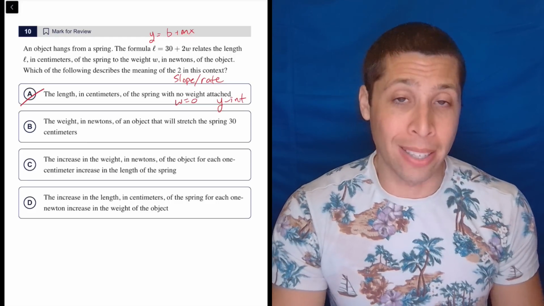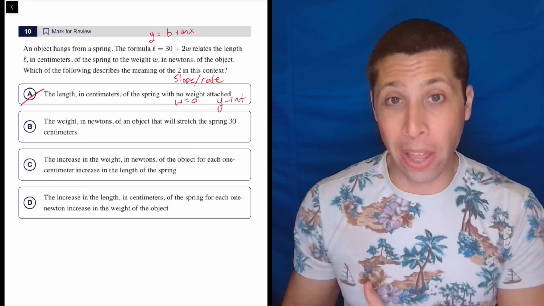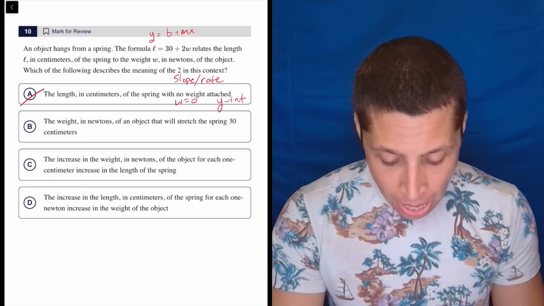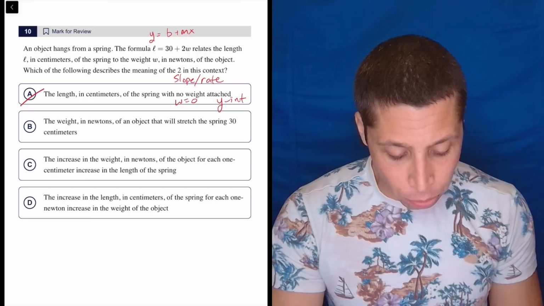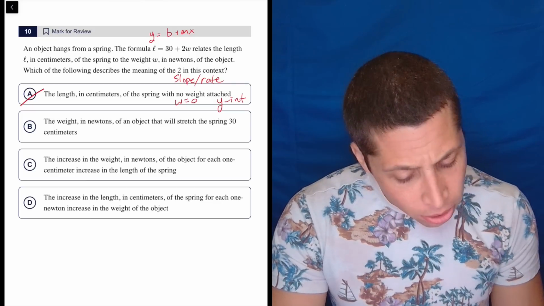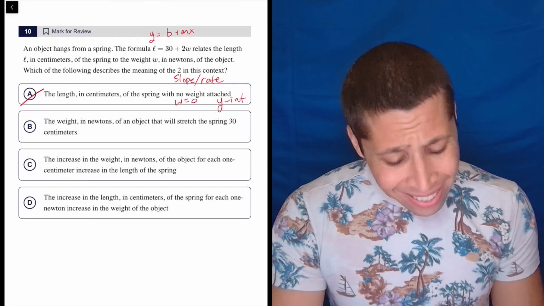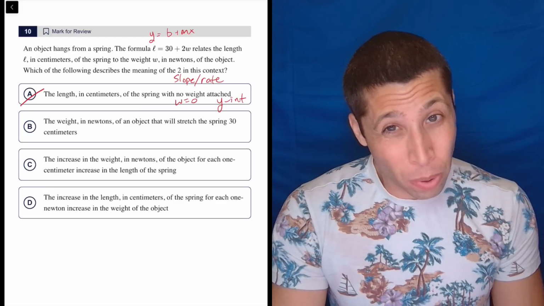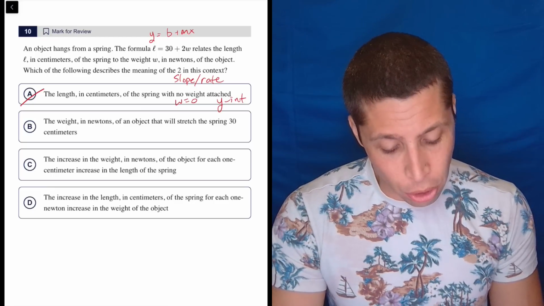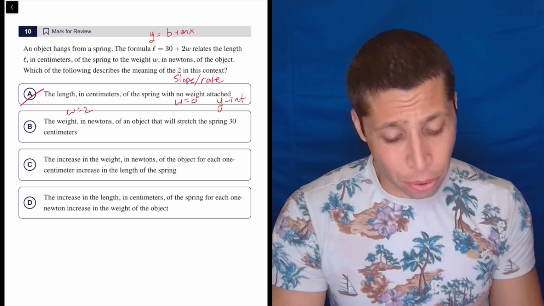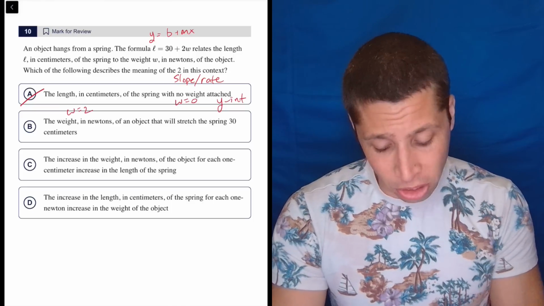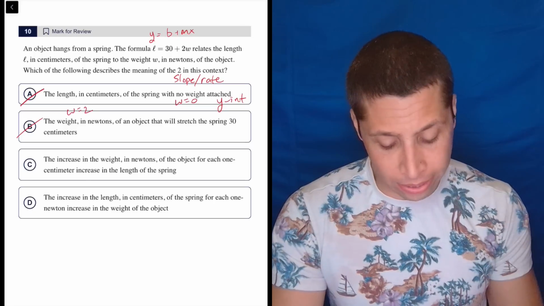No coincidence, though, that there is a choice that represents the other thing with a line that we need to care about. B, the weight in newtons of an object that will stretch the spring 30 centimeters. Well, again, that doesn't sound like a slope. That sounds like a point, right? So that sounds like if W is 2, it's going to go 30, and I don't think that's how it's going to work. So this is just a point. It doesn't sound like a slope.